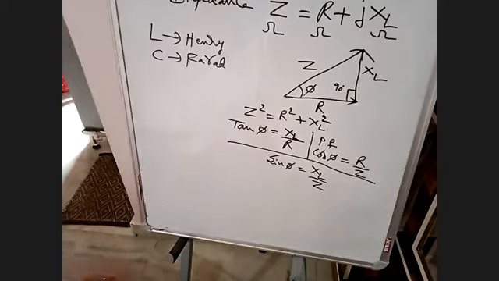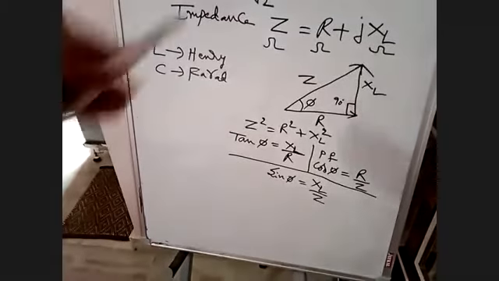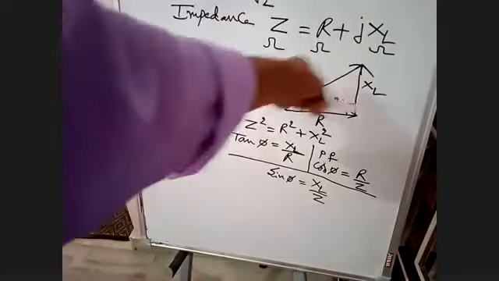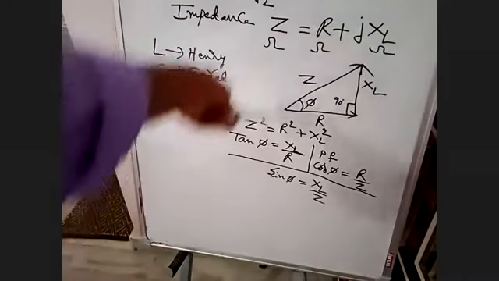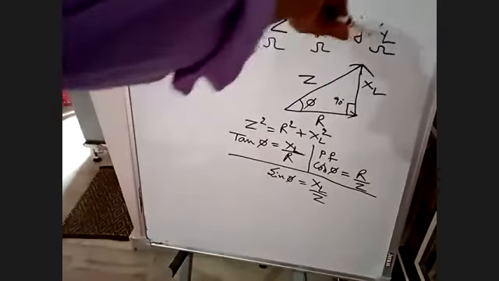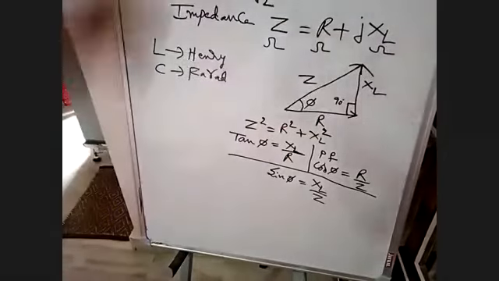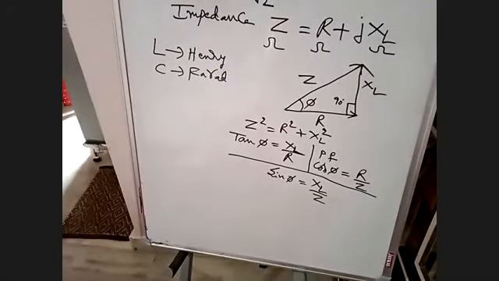If you know these formulas, we can construct the right angle triangle. How? R is the real value, so on the x-axis you take R. J is the imaginary value, so on the y-axis you take XL. Construct the right angle triangle, and automatically you will get all the values.